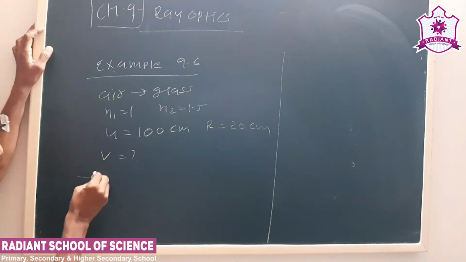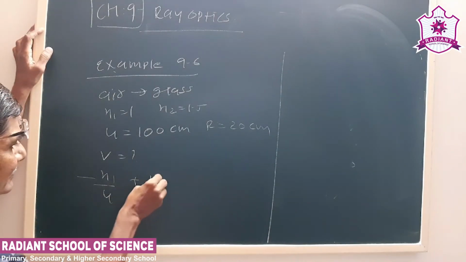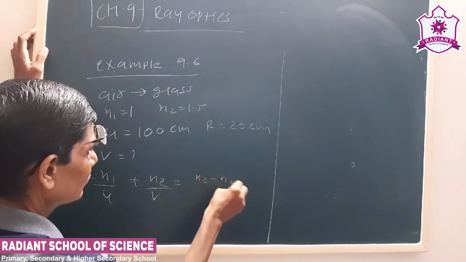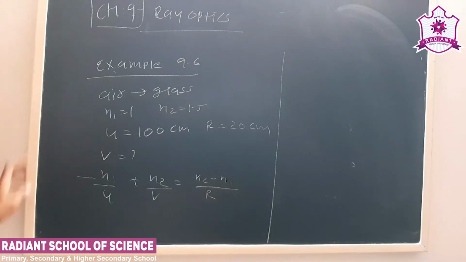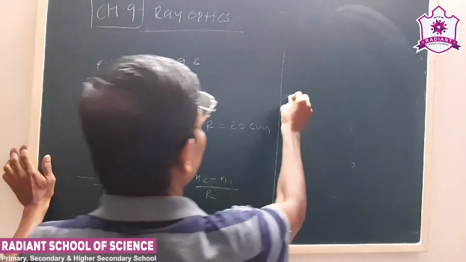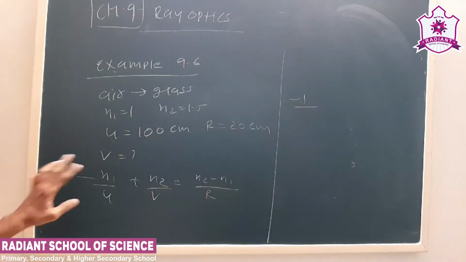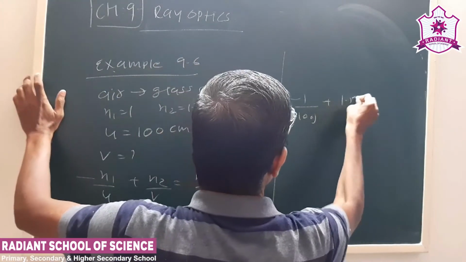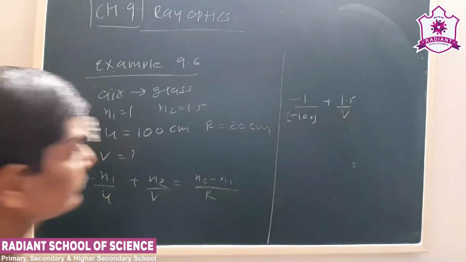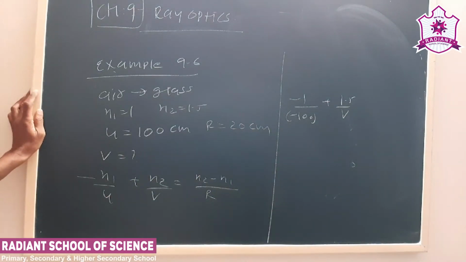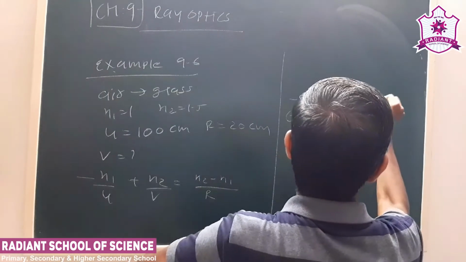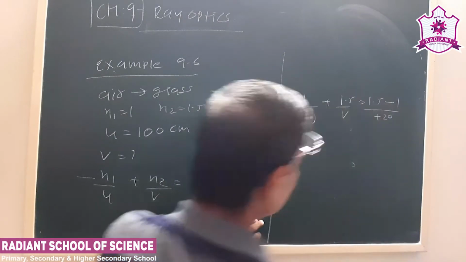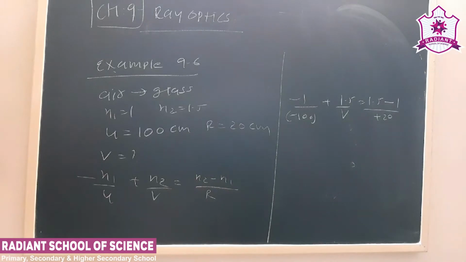Now we use the formula minus n1 upon u plus n2 upon v is n2 minus n1 upon r. Okay. Now we substitute the values. Minus n1, and u is, see, object distance we have to consider negative. n2 is 1.5, n1 is 1. Okay, now n2 minus n1, n2 is 1.5, minus n1 is 1. R is plus 20 centimeter.